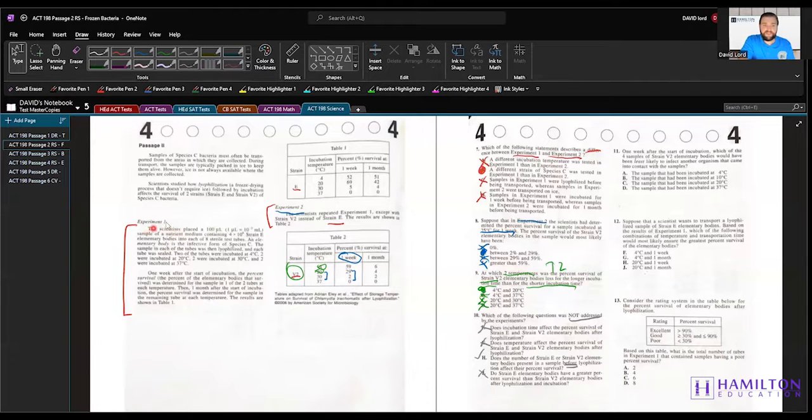In experiment 1, it says scientists place a 100 microliter sample of a nutrient medium containing 4 times 10 to the 6 strain E elementary bodies into each of the 8 sterile test tubes. They then repeated this experiment for strain V2. So because they did not change the number of elementary bodies, we could not answer that question. And that's why the final answer is H.